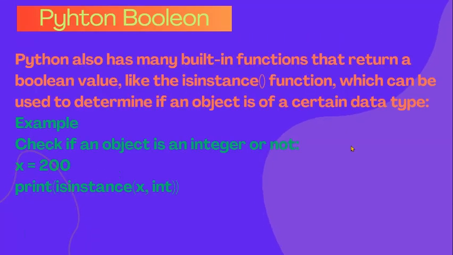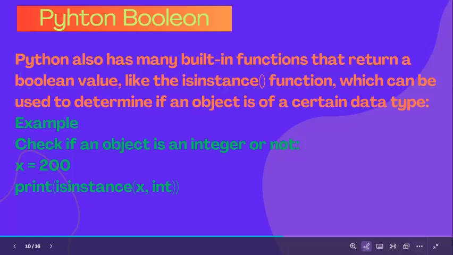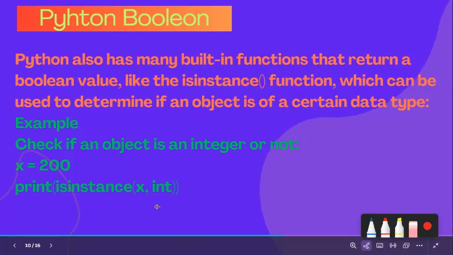Python also has many built-in functions that return a Boolean value, like the isinstance function, which can be used to determine if an object is of a certain data type. Check if an object is an integer or not. x is 200, isinstance x comma int. So what you need to check here is whether this x value, which is 200, is an integer or not.